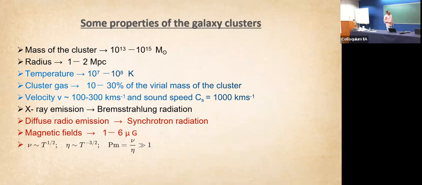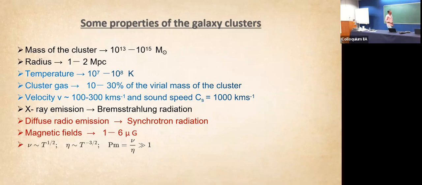And because this is synchrotron radiation, and synchrotron radiation happens in magnetic fields, with these relativistic particles going in a spiral path, one can measure the magnetic field strengths of the order of something like 1 to 6 microgauss in clusters.